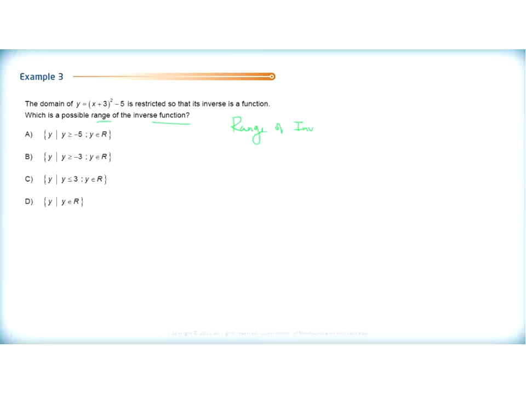Range of the inverse is equal to the domain of the original function. So, how could we restrict the domain so that its inverse is a function? Remember we said we look at the x-coordinate of the vertex. This is a parabola. It has its vertex located at -3 and -5.